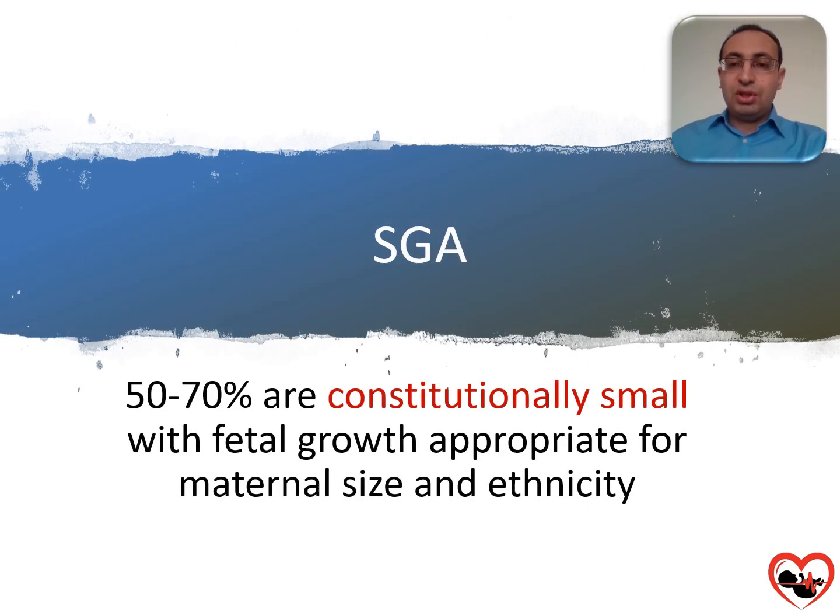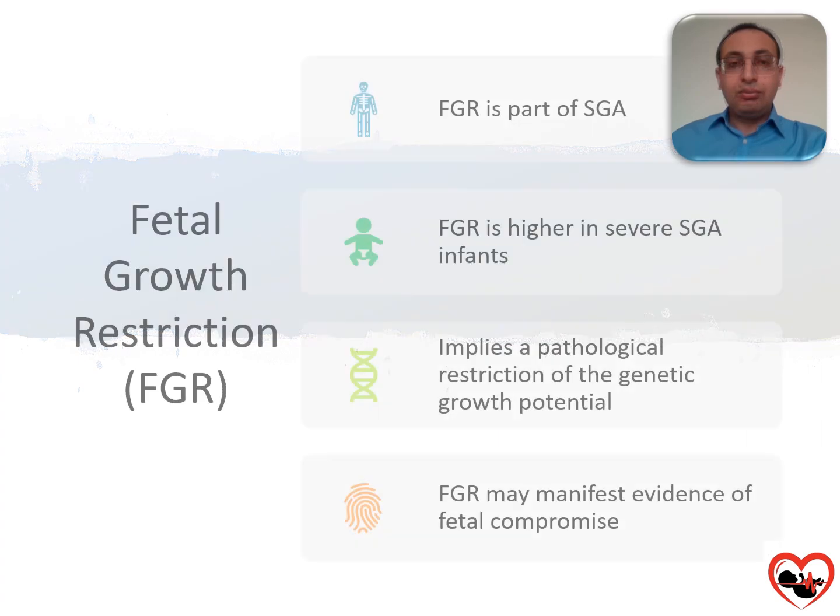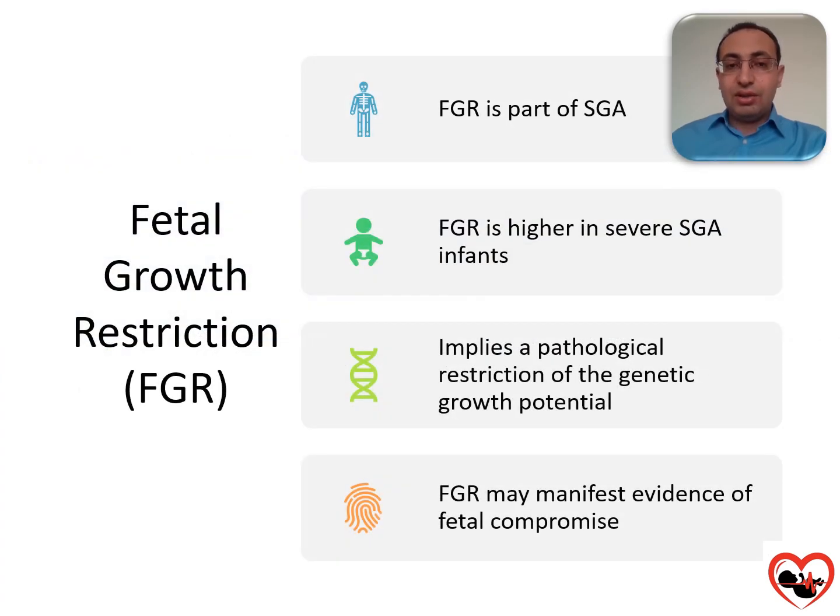So small for gestational age includes 2 categories. One of them is constitutionally small, which comprises about 50 to 70%, and they are fetal growth appropriate for the maternal size and the ethnicity of the mother. And the other category is the fetal growth restriction, which is higher in severe small for gestational age infants, and it implies a pathological restriction of the genetic growth potential. And those fetuses usually manifest with fetal compromise.